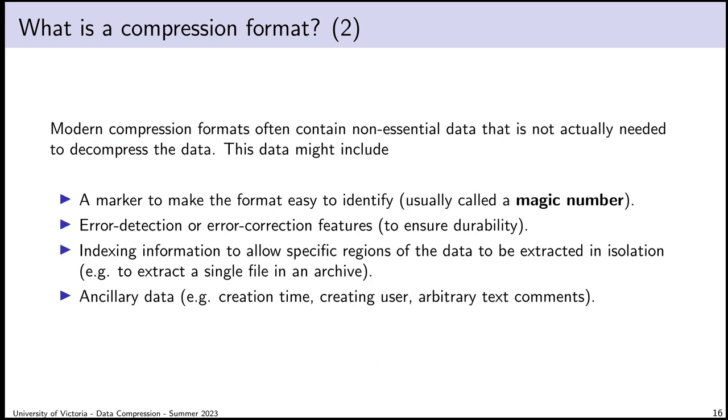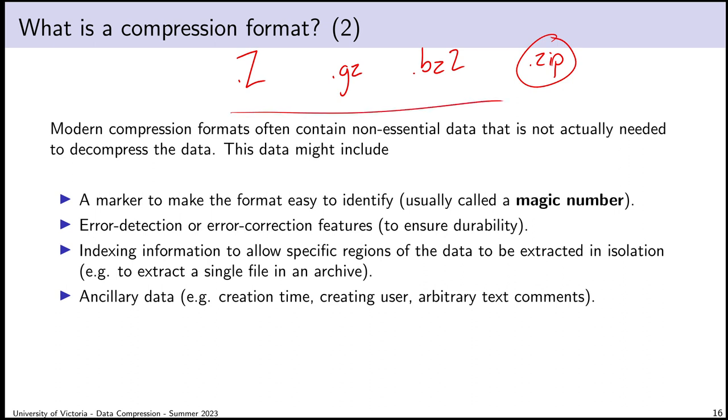So modern compression formats, I'm going to use the term compression format broadly here, but if we think about .Z or later .gz or .bz2 or in a loose sense .zip, although .zip isn't just a compression format, it's also an archive format. If we think about all of these, it turns out that the programs that generate files with these extensions, so compress or gzip or bzip, those programs will of course generate the compressed bitstream, but they will also include a bunch of extra data, not very much, but a bit of metadata in addition to the compression overhead.